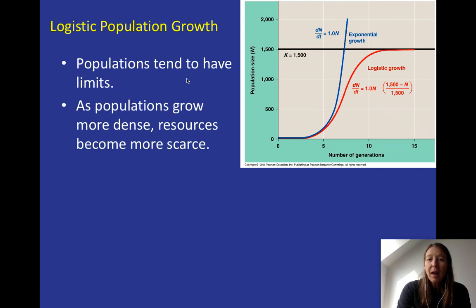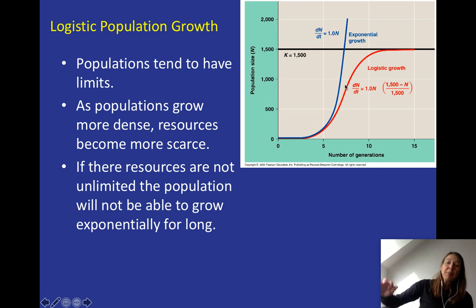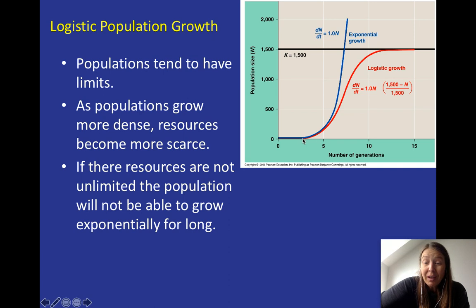What happens is they get more dense, right? Resources start to become scarce. We start to get some competition over resources. And if they're not unlimited, then the population can't grow exponentially for long. So it'll grow exponentially for a while until, all of a sudden, there are some resources that we now have to share because the population is so much bigger. And if they have to share those resources, then they can't reproduce as quickly because they don't have enough resources, or some individuals might die because they're not getting enough nutrients or water, whatever that is.